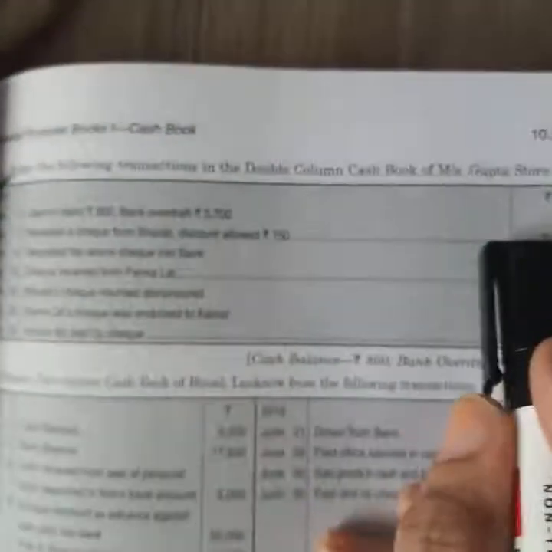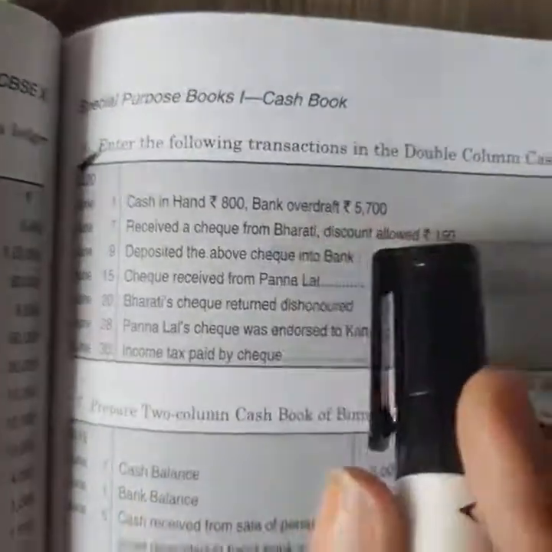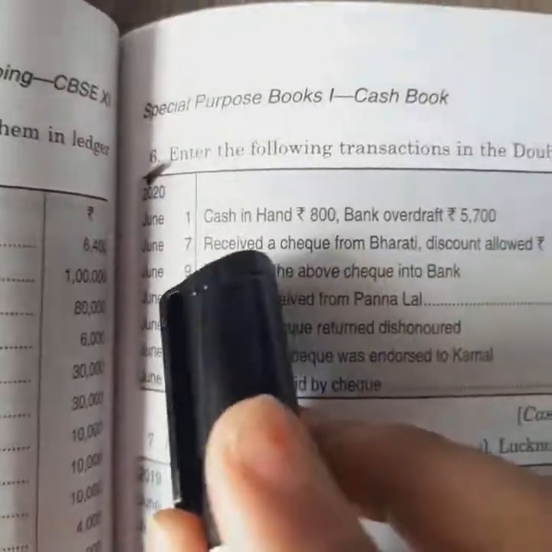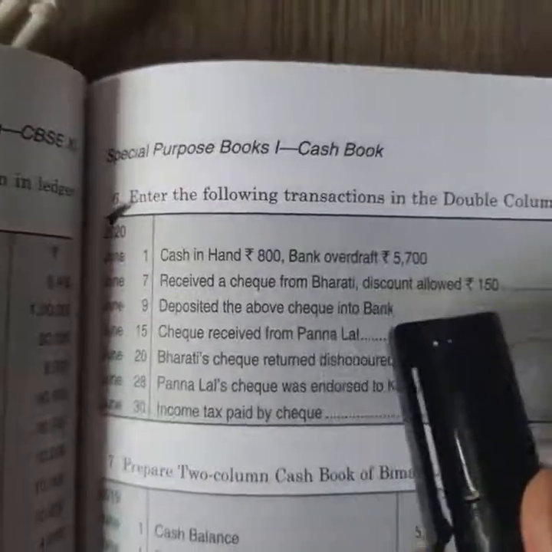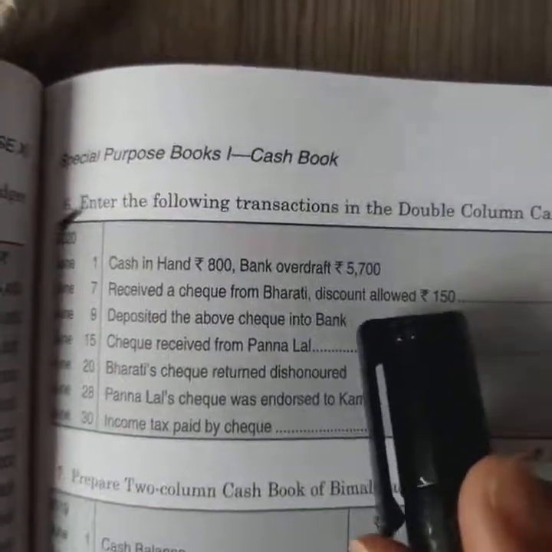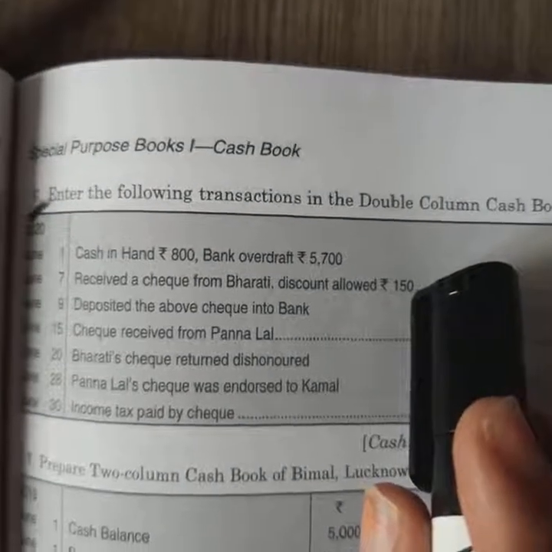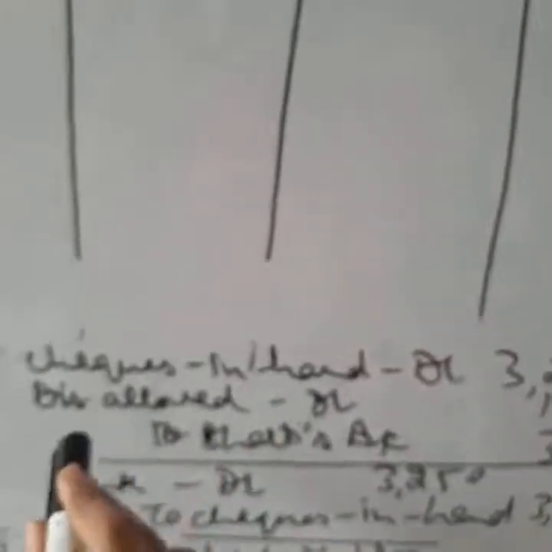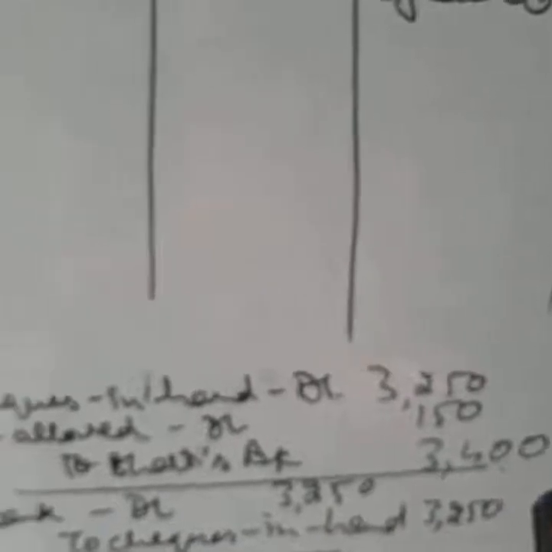So students, check is of 3250. So entry becomes, before entry we'll see whether the check is deposited the same day or not. The check is received on June 7 and it is written on June 9 that deposited the above check into bank. That means the check is not deposited the same day. If the check is not deposited the same day, instead of writing bank, we'll write checks in hand account debited 3250, discount allowed debited 150, to Bharti's account 3400.